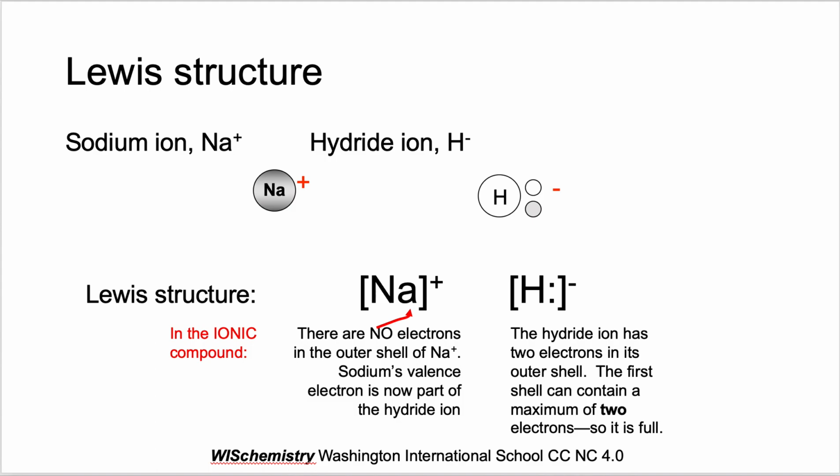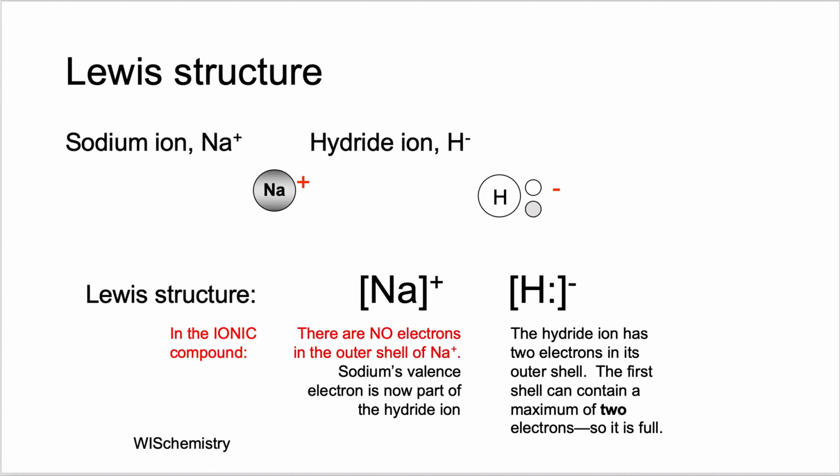And then to write the Lewis structure for ionic compounds, you put the symbols in square brackets, you put the charges outside, and you show the number of electrons in the valence shell. Sodium has lost its 1 electron, so you don't show any dots around the sodium. The hydrogen, which had 1 electron, has now gained another and has a negative charge, so you see the 2 dots representing the electrons in the hydride ion.